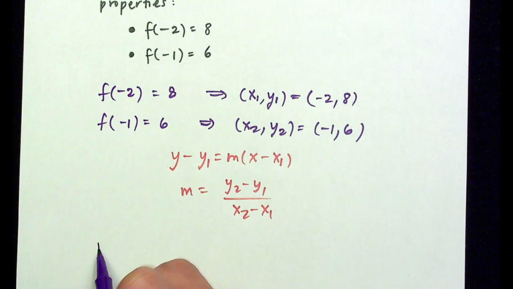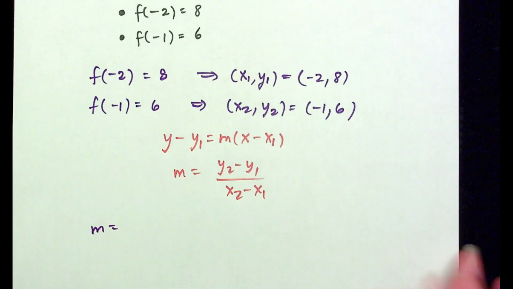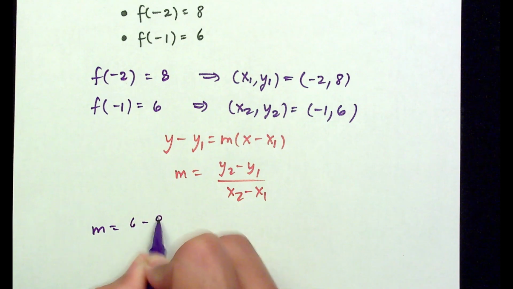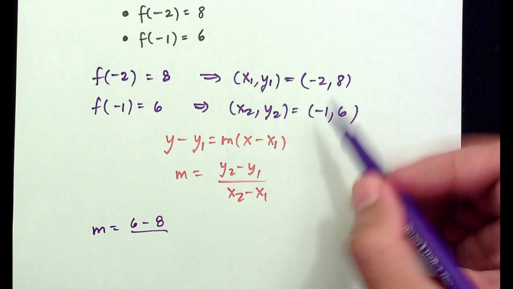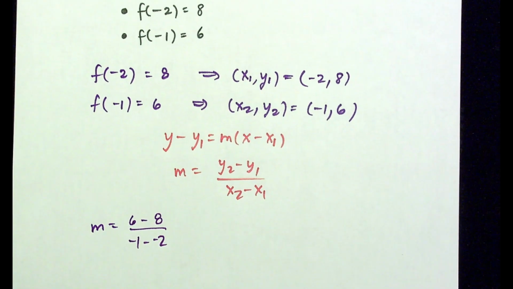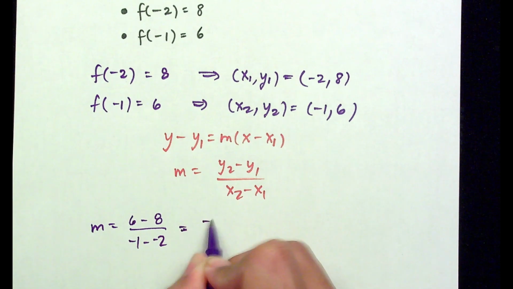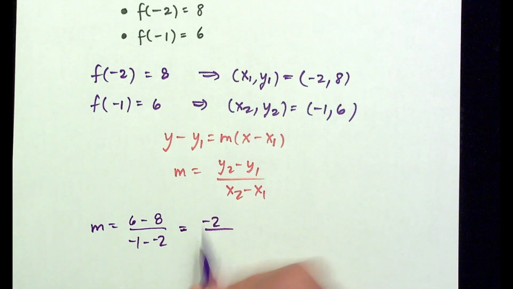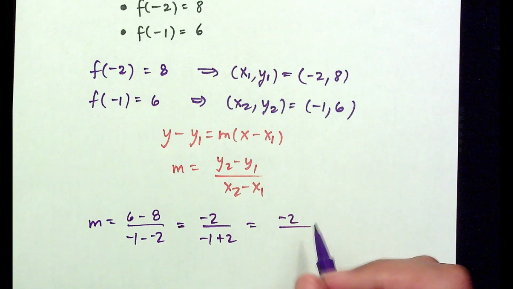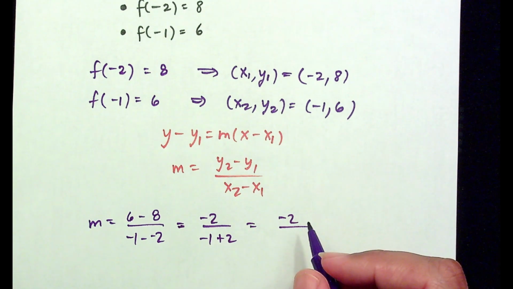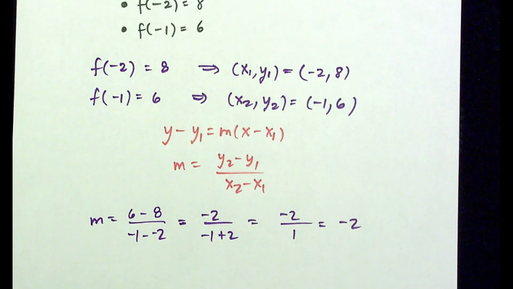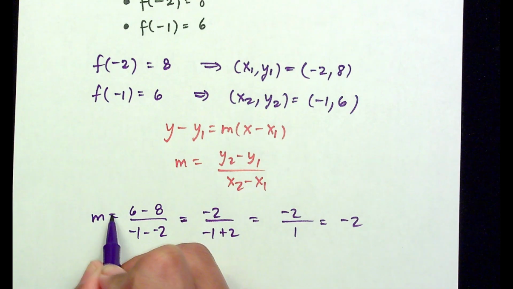So we get m equals y2 minus y1, so 6 minus 8, over x2 minus x1, so negative 1 minus negative 2. Careful with all those signs. 6 minus 8 is negative 2. Two minuses here gives me a plus, so negative 1 plus 2, and on the bottom we get positive 1. And negative 2 divided by 1 is just negative 2. So now we have the m.